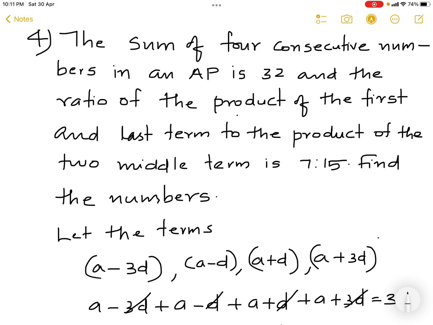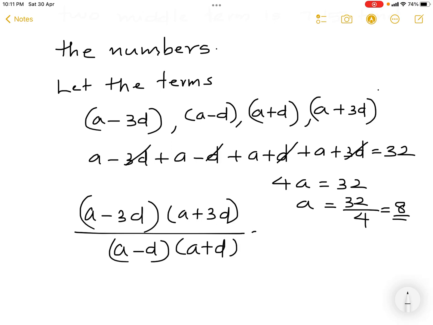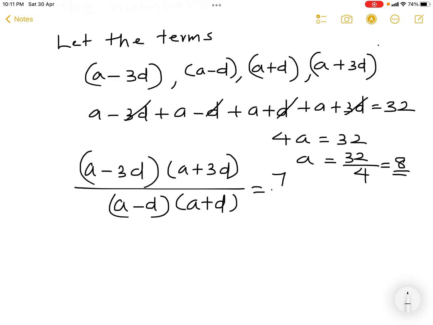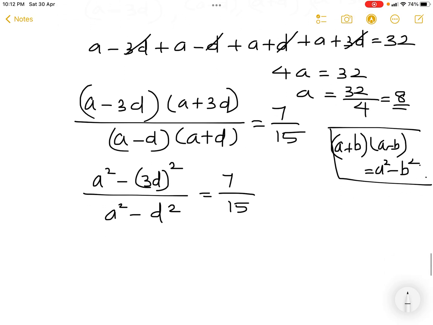Then the ratio of the product of the first and last, A minus 3D into A plus 3D, to the product of the middle, A minus D into A plus D, is equal to 7 by 15. A minus 3D into A plus 3D is equal to A square minus 9D square. The identity used here is A plus B into A minus B is equal to A square minus B square. So A square minus 9D square divided by A square minus D square is equal to 7 by 15.